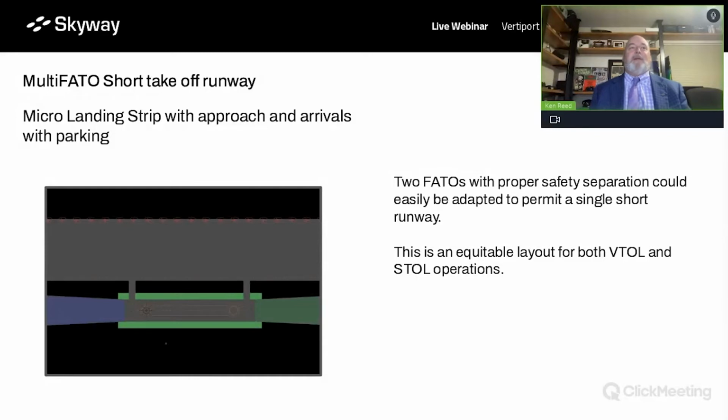Multi-FATO short takeoff and runway. So if I combine those two FATOs that I just showed you a moment ago, then we have enough length for a short takeoff and landing runway between these two FATOs. This gives you an equitable layout for both VTOL and short takeoff and landing, or STOL, operations.